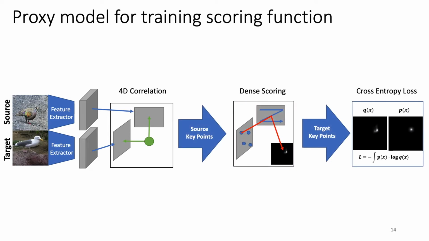So, we propose a proxy architecture to train the patch scoring function. We use ground truth annotation pairs to supervise our model training. Given a dense 4D correlation map, we use source annotations to generate a probability distribution of the matching target annotation through the patch scoring function.